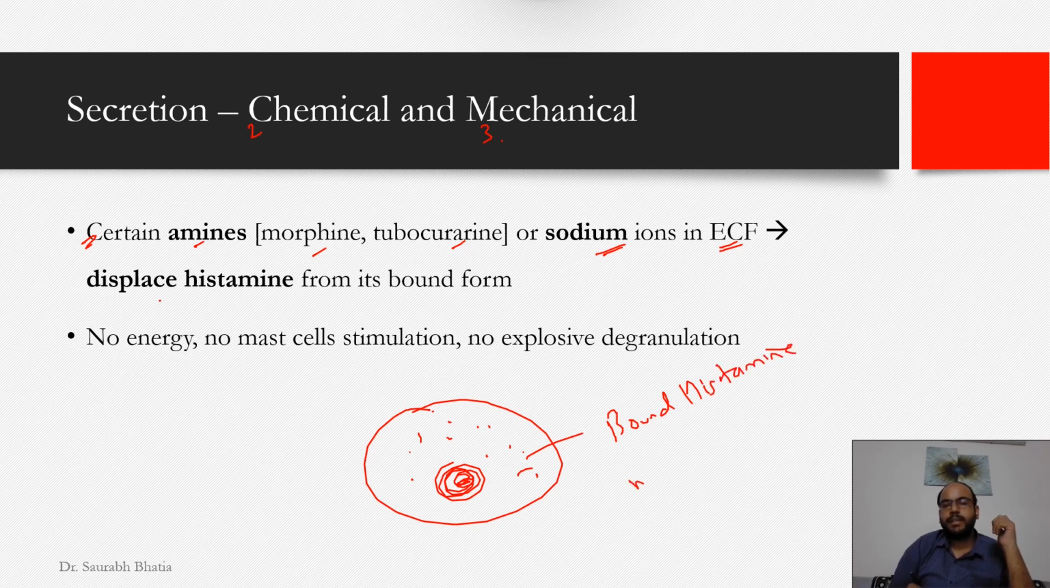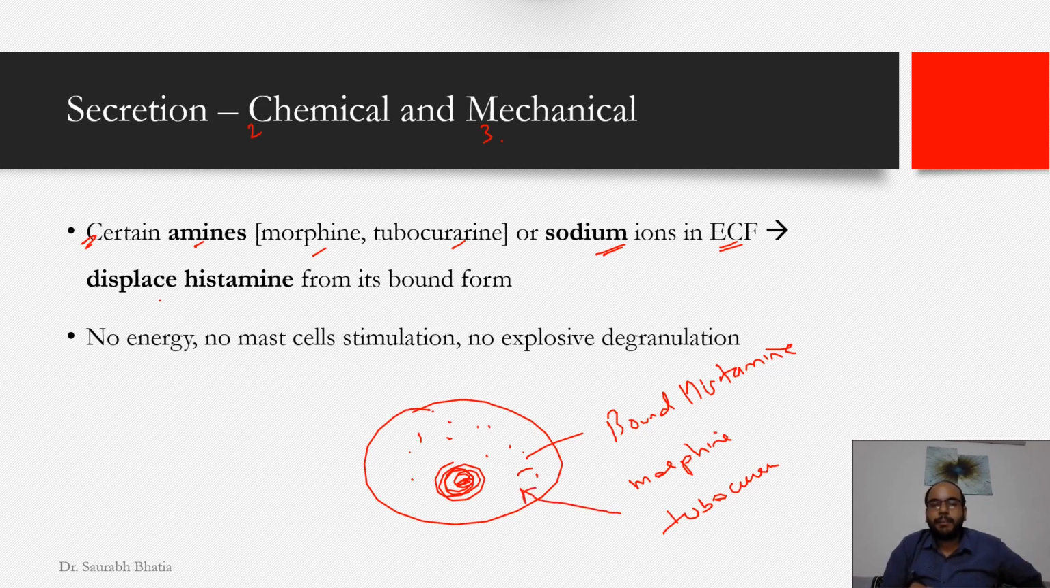So certain amines like morphine or tubocurarine have an ability to convert this bound histamine into unbound histamine, and when unbound histamine happens, this histamine gets secreted out of the mast cells. Okay, clear? This process is not explosive.